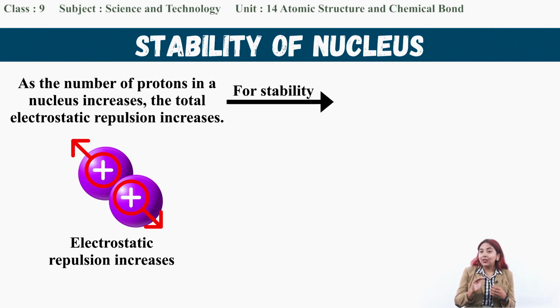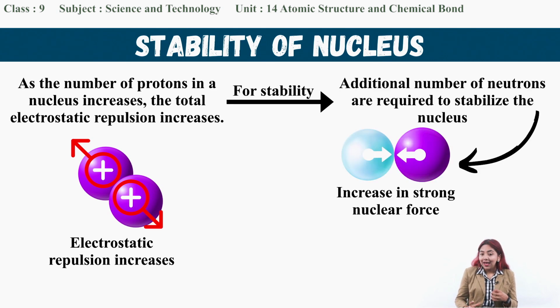So, to maintain the stability when the number of protons increases, additional neutrons are required. Why? Because the force between the neutron and the proton is the strong nuclear force, which is stronger than the repulsive force. So, additional neutrons are required to stabilize that nucleus, to overcome that electrostatic repulsive force.